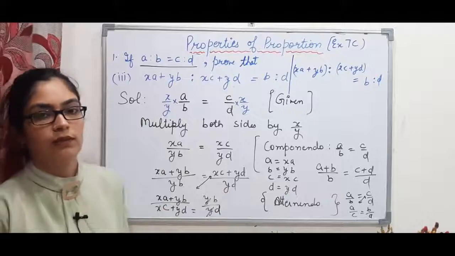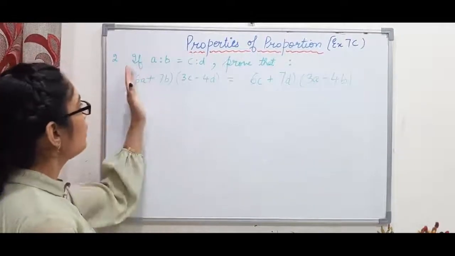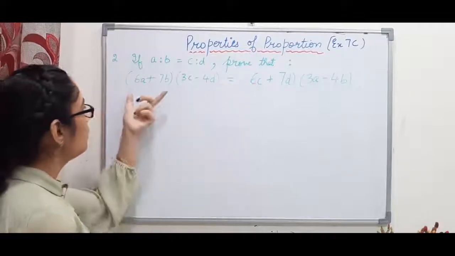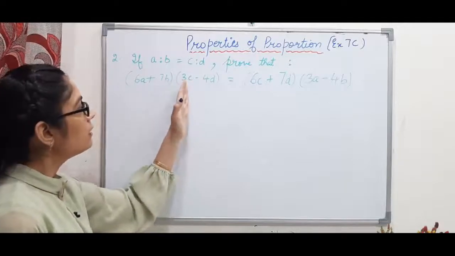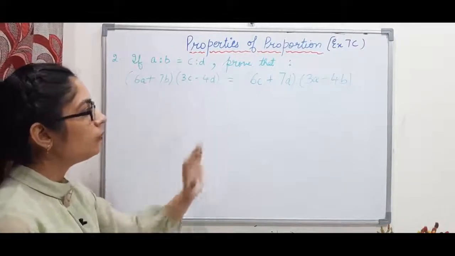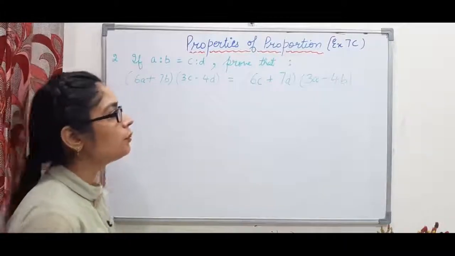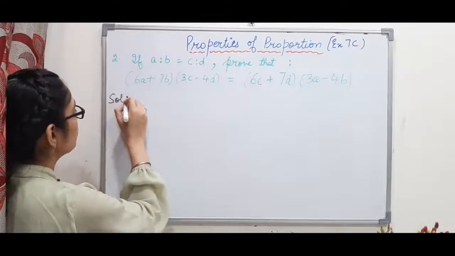So let's do the next question now. In the second question, it's given, if A is to B is equal to C is to D, prove that 6A plus 7B into 3C minus 4D is equal to 6A plus 7D into 3A minus 4B. So it is a little different from the first question.